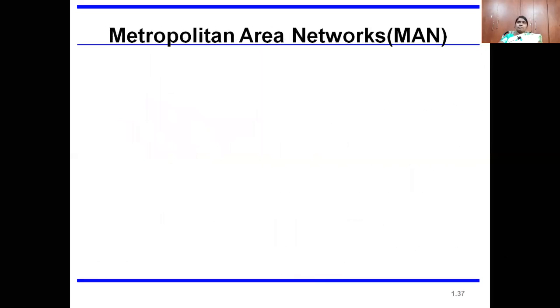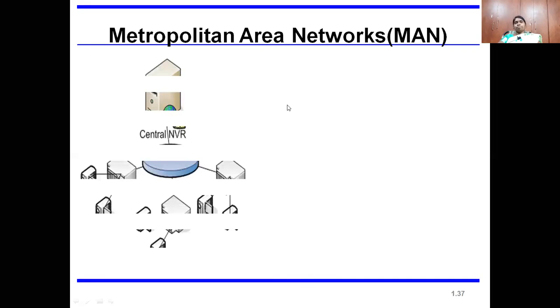Next, metropolitan area networks. This is between LANs and WANs. LAN, WAN, and this metropolitan area network will be in the middle. We'll see how the connection setup will be.